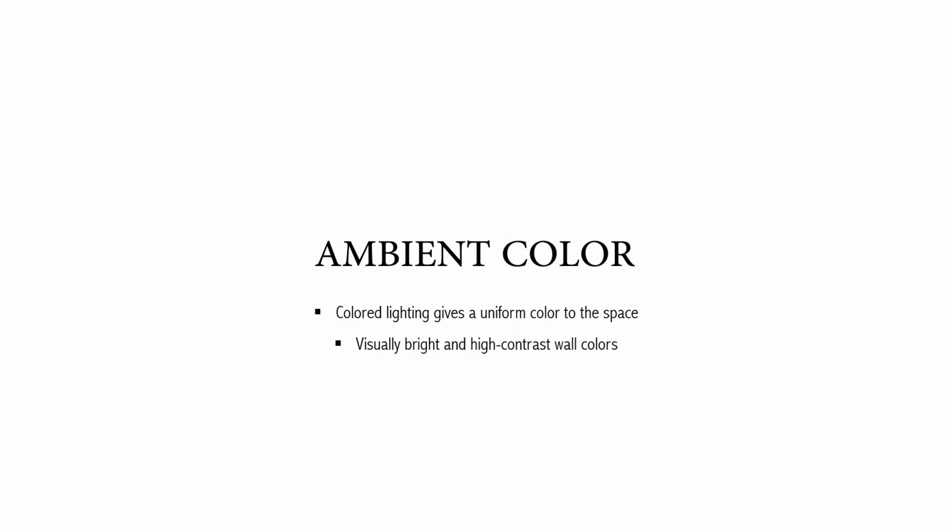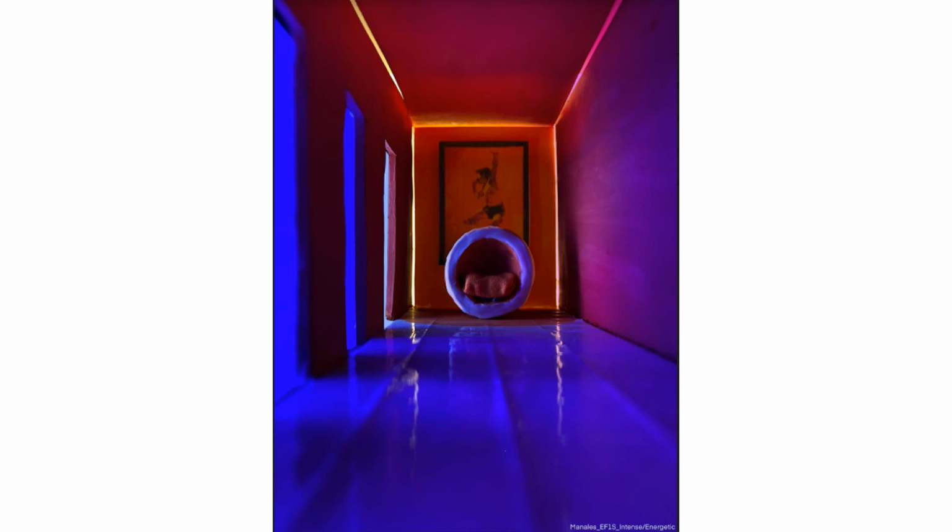So the next set is the ambient colors. These designs have colored lighting, which gives a uniform color to the space, visually bright and high contrast wall colors. So the colors here are not essentially painted on the walls or on the texture, but in the light. That's what makes it extra interesting. So this is an example of that. So the light, perhaps in real life, the color of the window has to have that tinge of blue and tinge of red in order to achieve this effect.